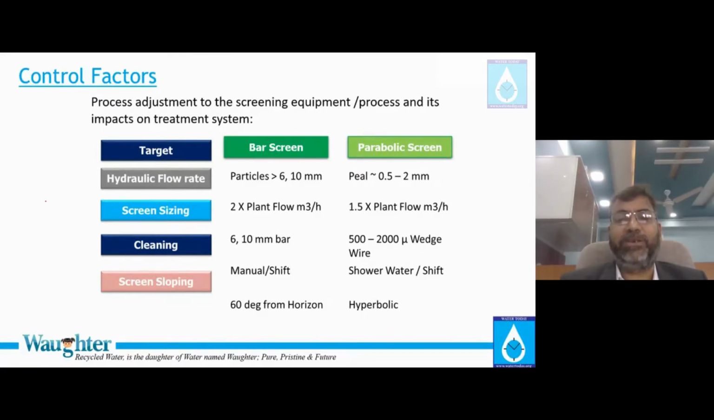But till this section, we are talking about the static screens, where there is no moving part to clean the debris or to keep the screen clean. When it comes to automatic screens, it is always better to refer to the screen manufacturer's advice on that particular design.